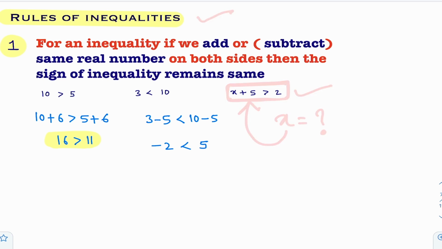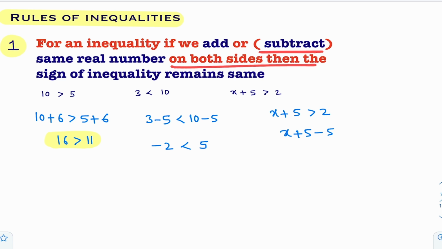How to solve this inequality? I want x. For that, I'll subtract 5 on both sides. Here, x plus 5 is greater than 2. What you will get? x plus 5 minus 5. I'm subtracting 5 on both sides. What you know? For an inequality, if you subtract the same real number on both sides, the sign of inequality remains the same, right? So this is greater than 2 minus 5. Here plus 5 minus 5 will get cancelled. What you will get? x is greater than 2 minus 5, which is minus 3.